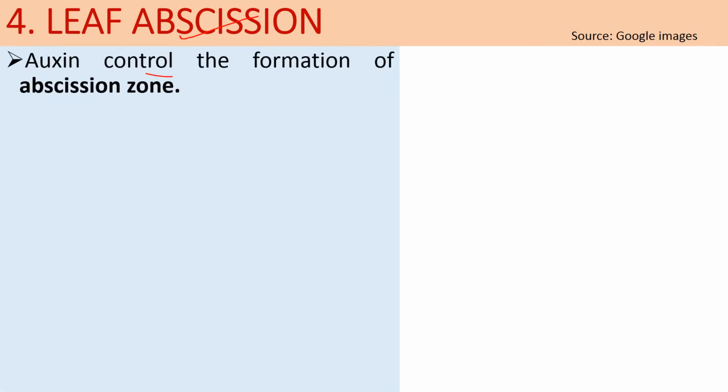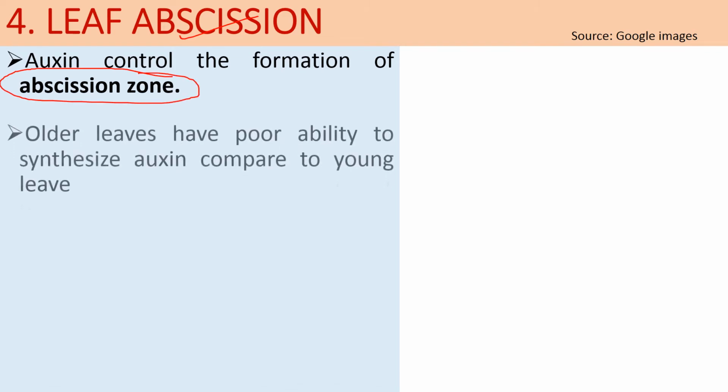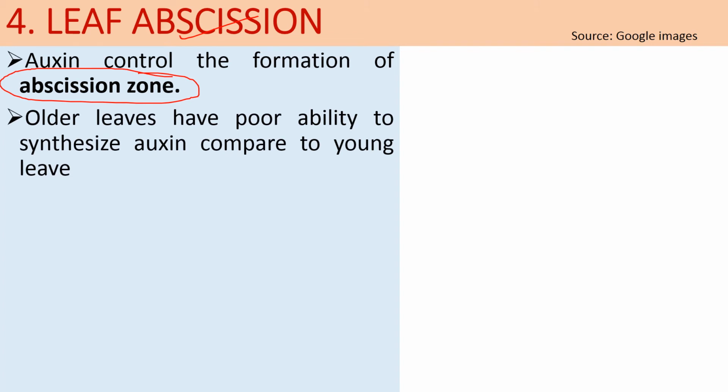Next is leaf abscission. So auxin is a growth promoting hormone, so it stops or prevents leaf abscission. Auxin controls the formation of the abscission zone. Auxin mainly does not allow the abscission zone to form. In older leaves, the concentration of auxin is lower, meaning the synthesis of auxin is lower as compared to young leaves. So that is why old leaves have more chances of abscission.